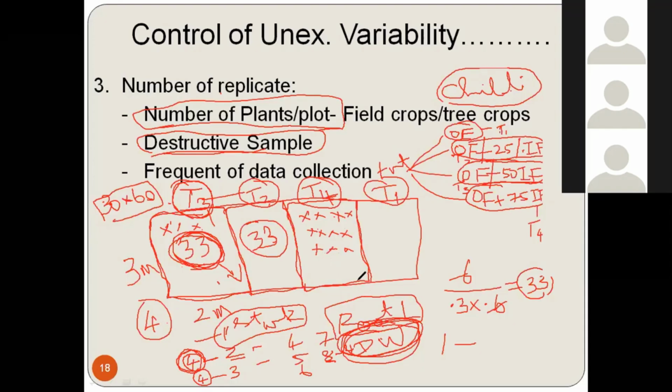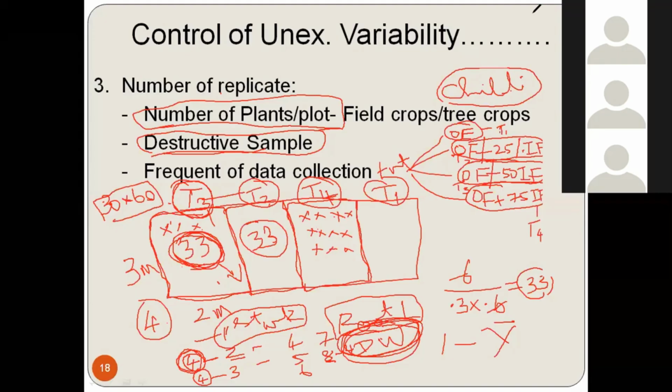Ultimately, we want to get the yield. Whatever the yield, chili or rice, I mean paddy, in any case, we want the final yield as the ultimate objective. So that is very important.